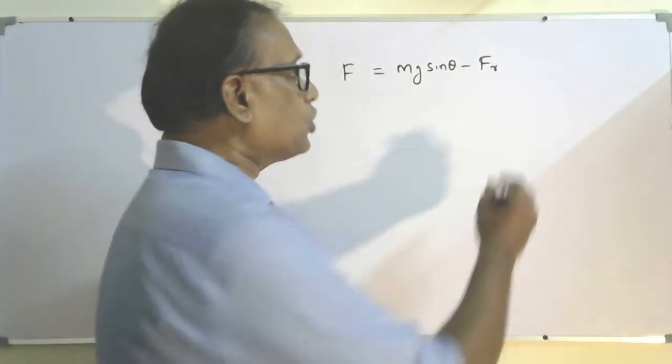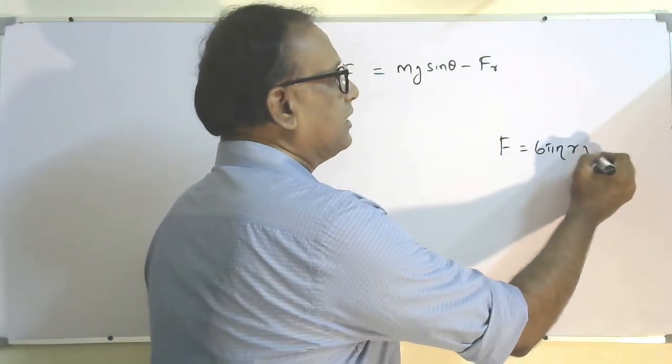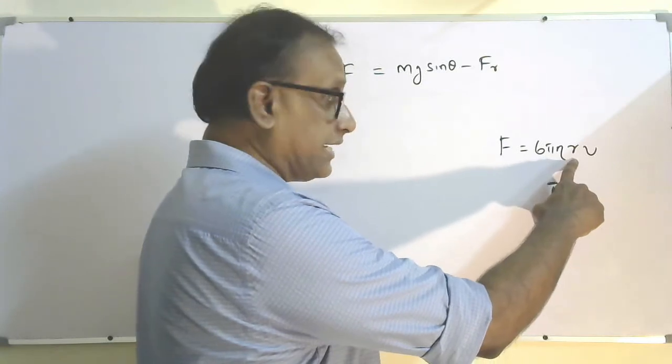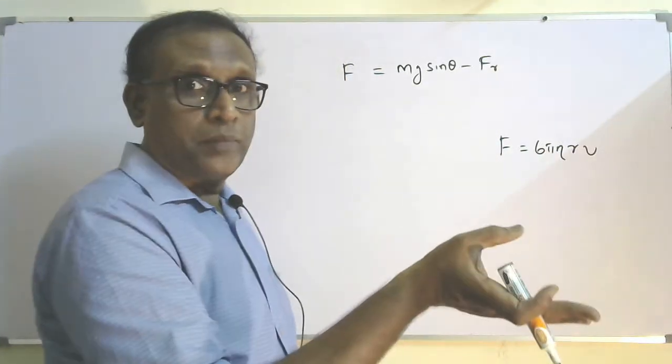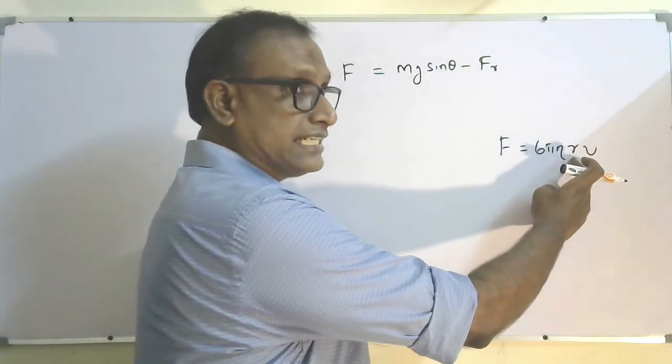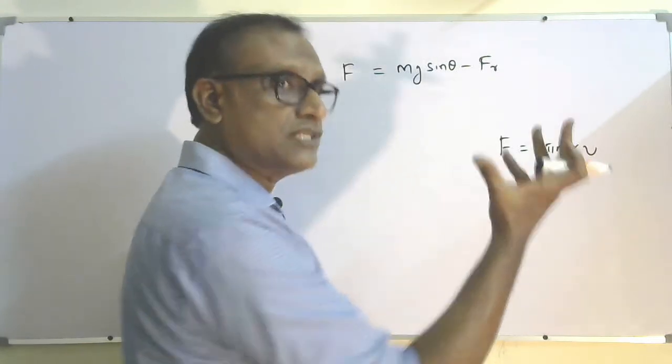You can think about Stokes' law. The drag force is given by 6 pi eta rv. So there, the larger the radius, the larger the surface area. Surface area is given by 4 pi r squared. So larger radius means larger surface area means drag force is larger. That is for a spherical shape object.